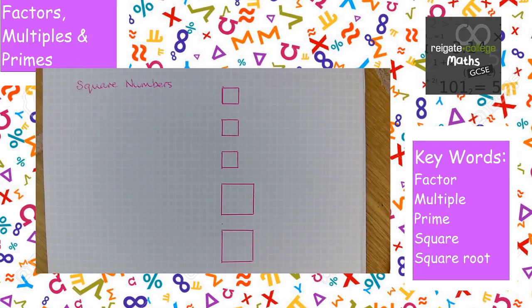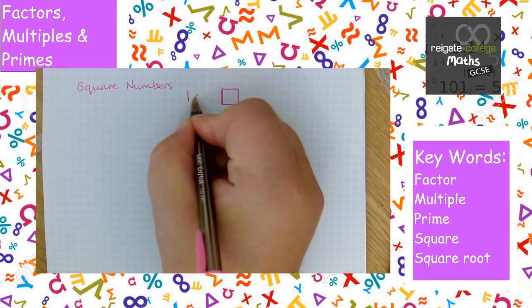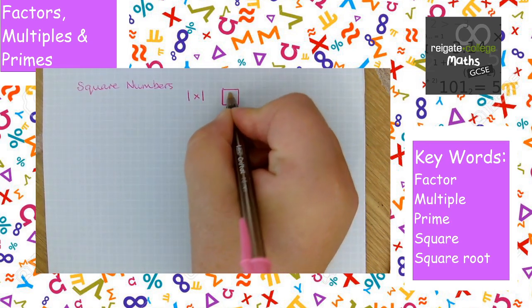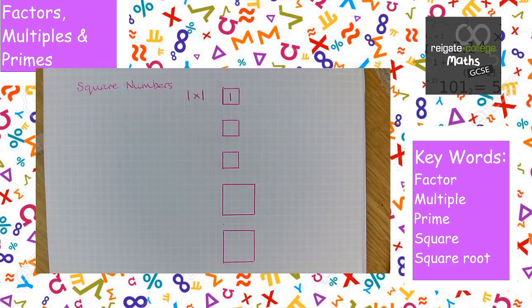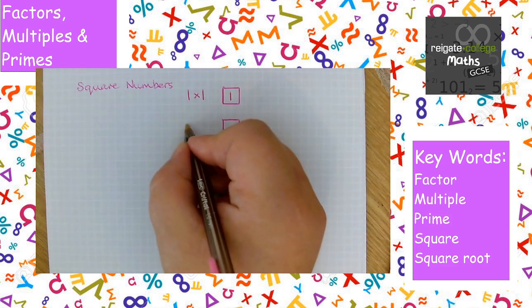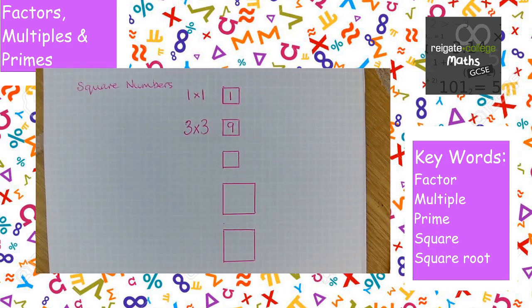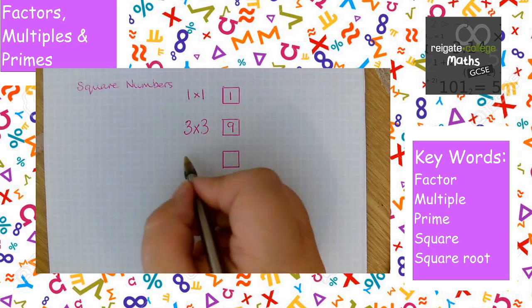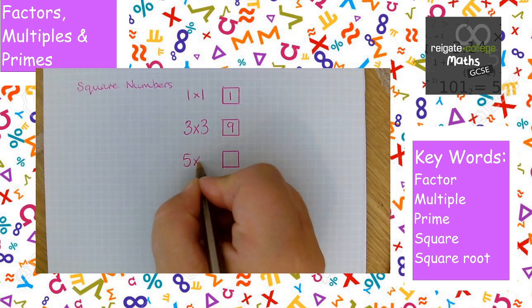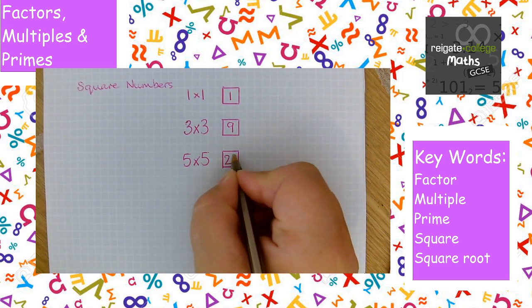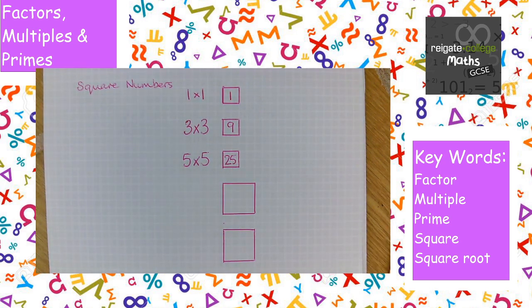A square number is the product of multiplying a number by itself. For example, 1 times by 1 gives you the answer 1. 1 is a square number. 3 times 3 is 9. 9 is a square number also. 5 times 5 gives you 25. That's a square number.